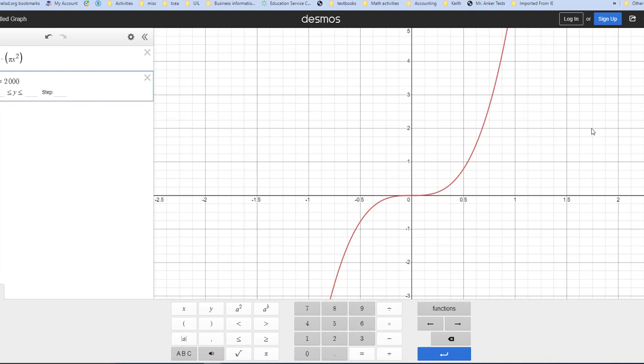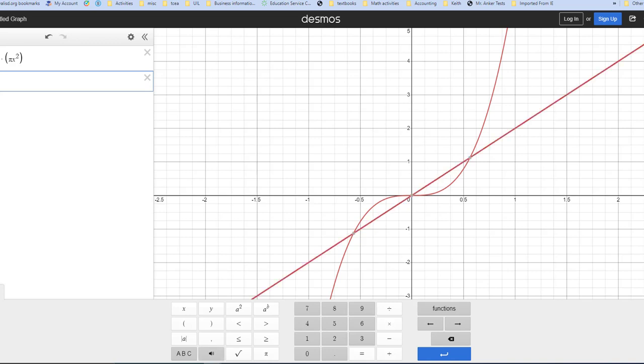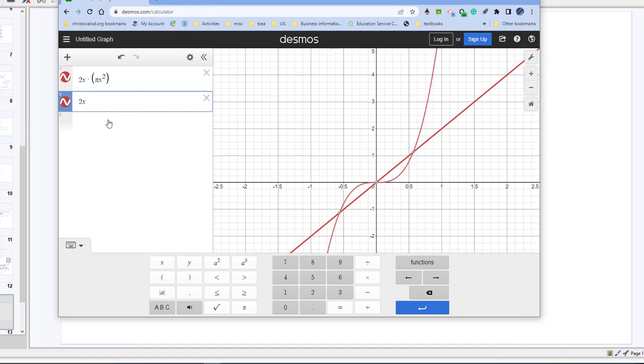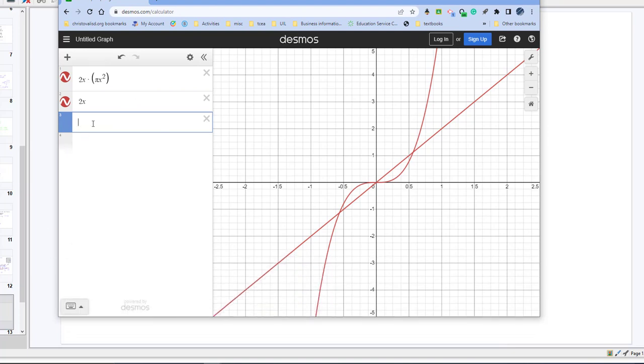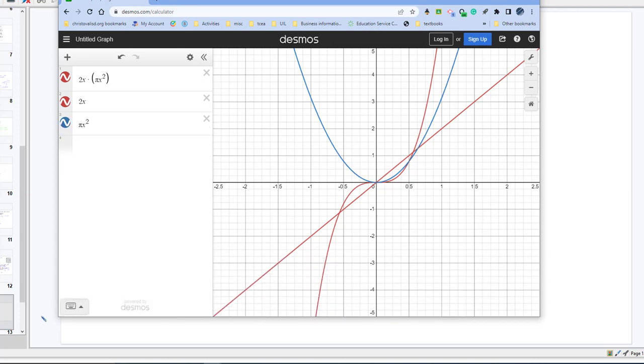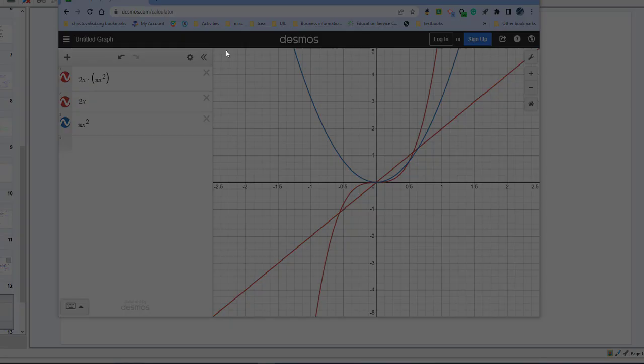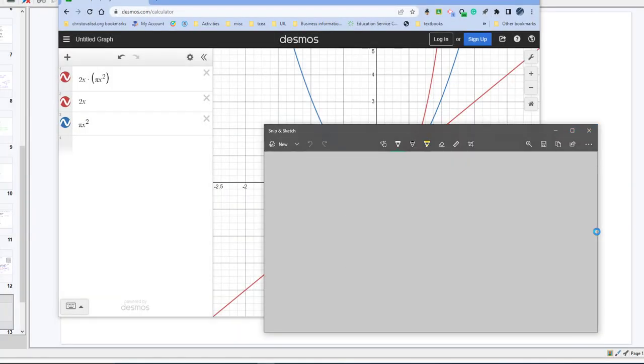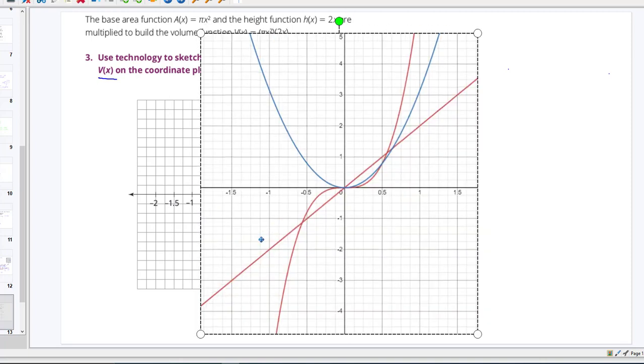So this is our volume. Our height is 2x, and our area of the base is pi x squared. And so we're going to graph this here.